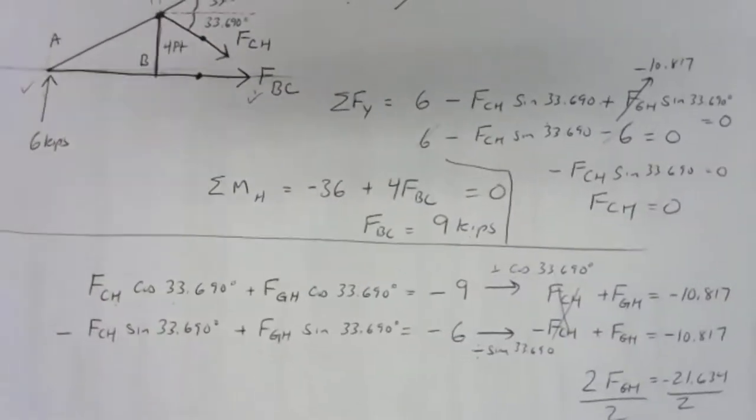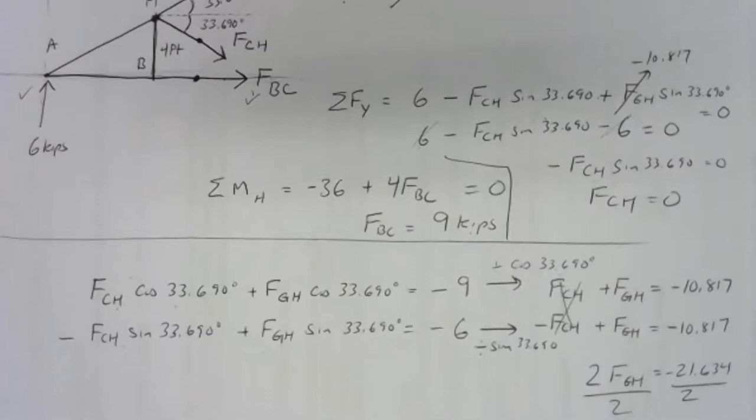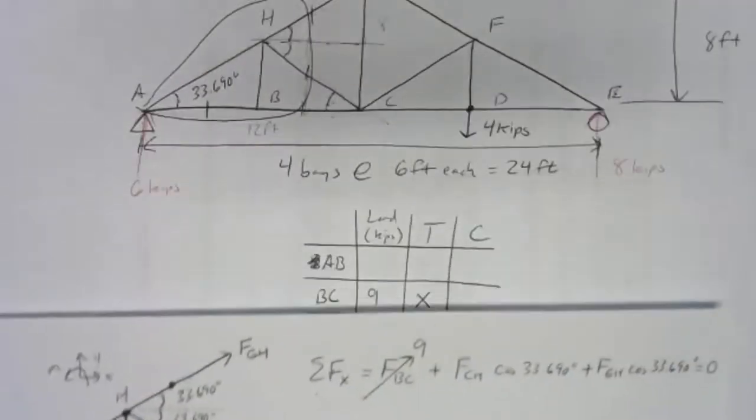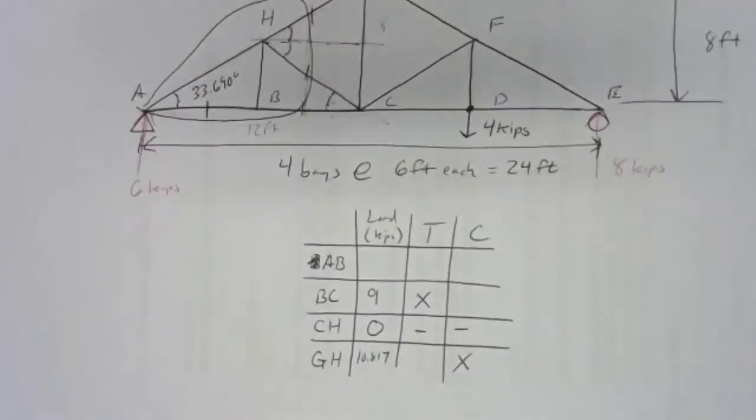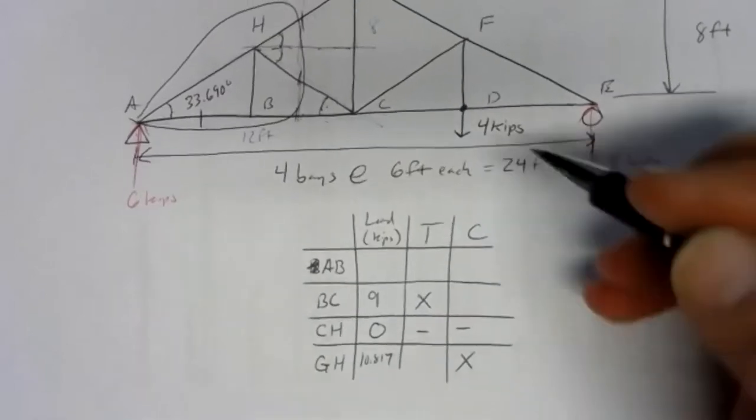So there we go. Some simultaneous equations, some good review there. Sometimes they come up and you just have to deal with them. We can't always pick a coordinate system that will get us around it. And member FCH carried no load. Now we aren't quite done with the problem. We still want member AB.